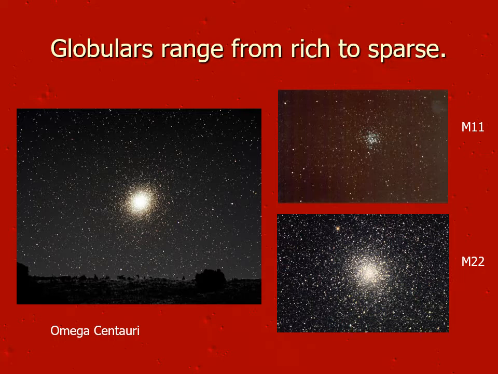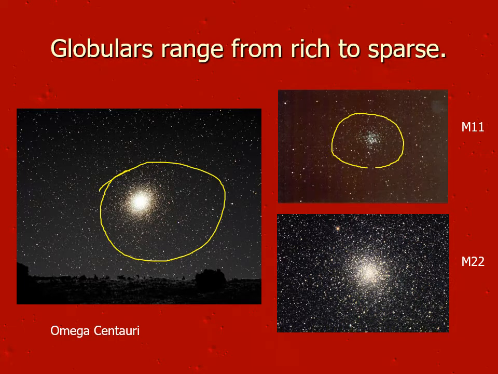Globular clusters themselves range from sparse, like M11, which is barely a globular. It's a blob of stars in a roughly spherical shape, but it does not have that many stars in it, to something like Omega Centauri, which is so big and so dense and so bright that it actually looks like a fuzzy star. That's why it's called Omega Centauri. That's a Bayer designation. It's very far south in the constellation Centaurus, and so from Europe, it's hard to see that it was not just a fuzzy star or a star.